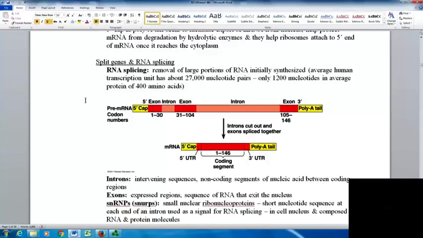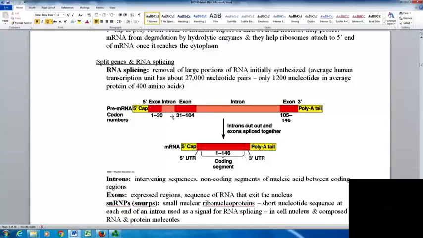Only about 1,200 nucleotides are in the average protein of 400 amino acids. So a very significant portion of it is cut off. Here you've got your pre-RNA, with a 5' cap and a poly A tail. We have these regions called introns and exons. The introns are the intervening sequences. They're non-coding segments of the nucleic acid.